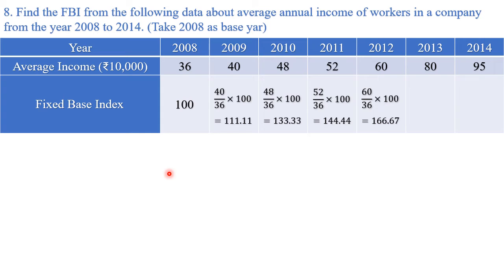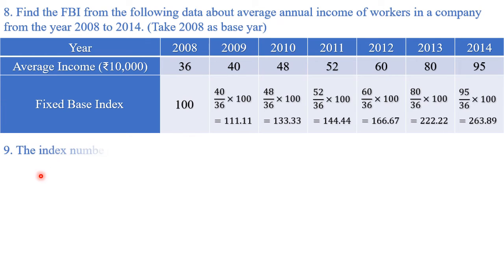Similarly for 2013, 80 divided by 36 is 222.22. And for 2014, 95 divided by 36 is 263.89. So this is your fixed base index for the given year. It is a very simple sum, very simple question, nothing hi-fi here.